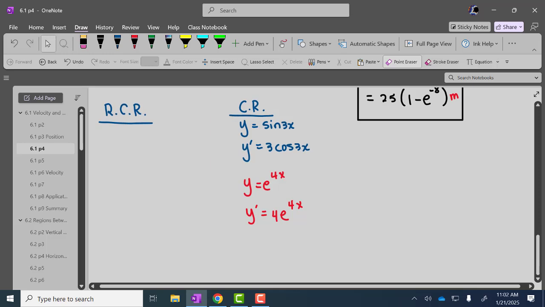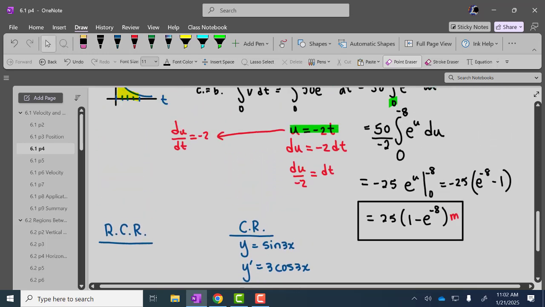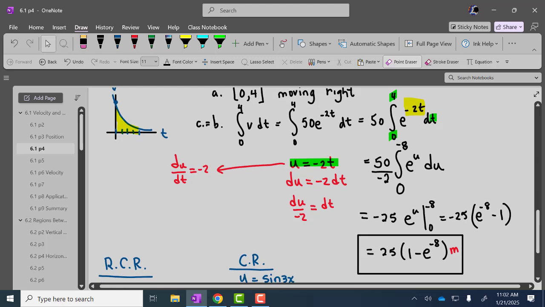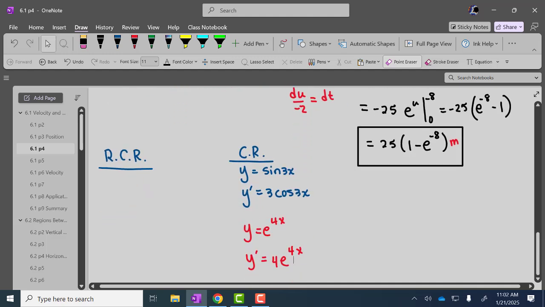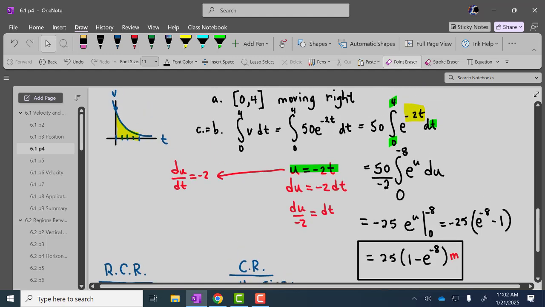Now let me show you reverse chain rule. Notice right here. What is the derivative of this exponent? Negative 2. If we were doing chain rule, we would have multiplied by the negative 2. Where did the negative 2 end up?